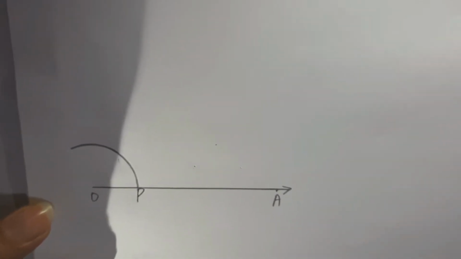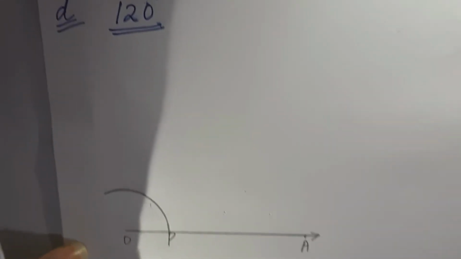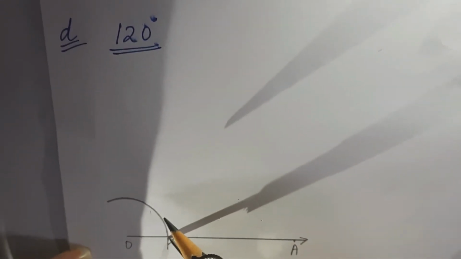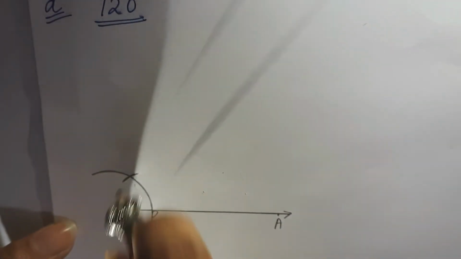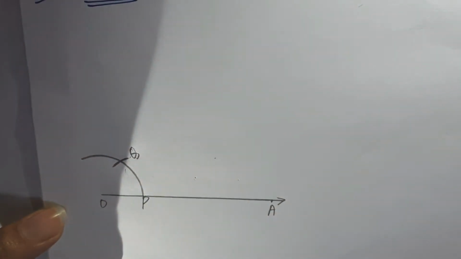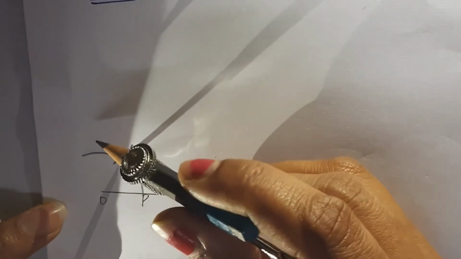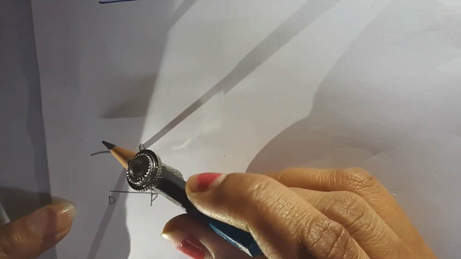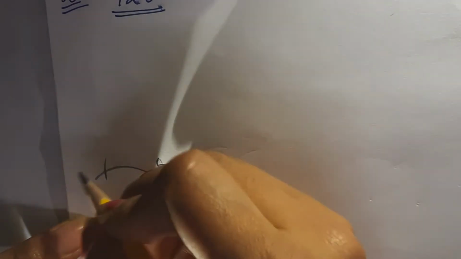Fine. Now taking P as center and the same radius, the radius should be the same, cut the previous arc at point, say Q. Now taking Q as center and the same radius, cut the arc at point, say R. I am naming this point as R.